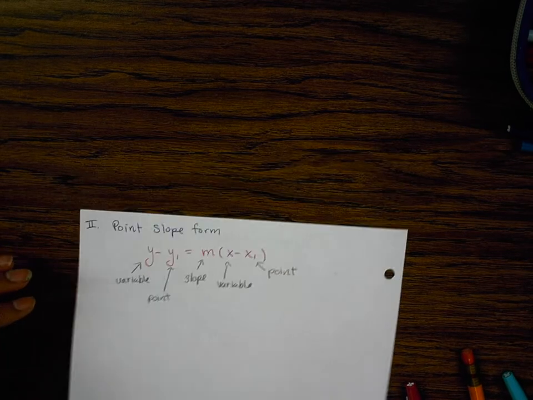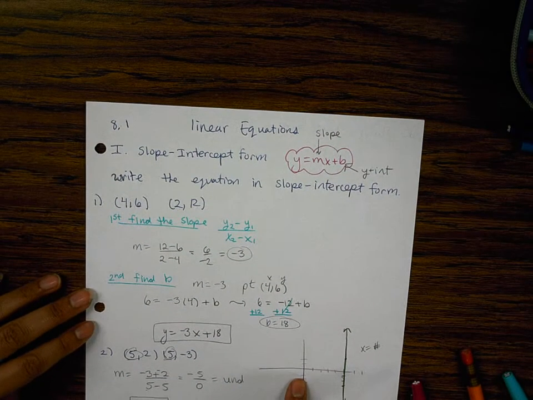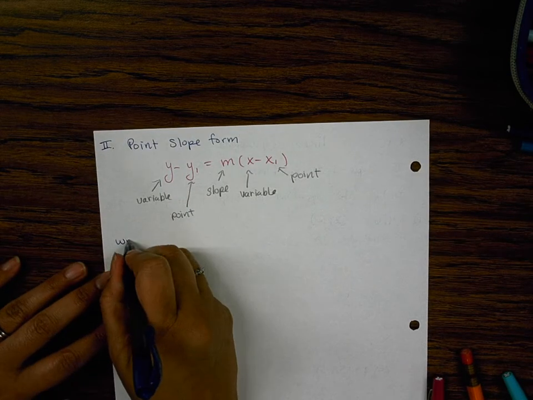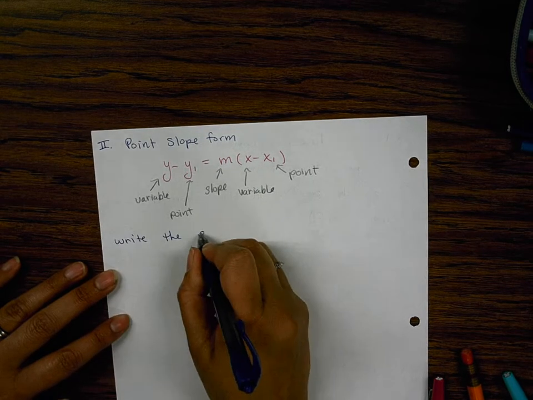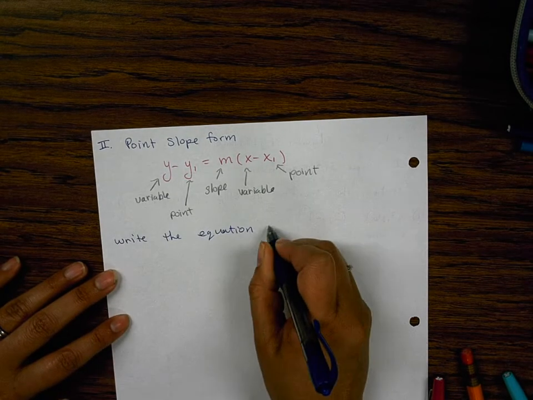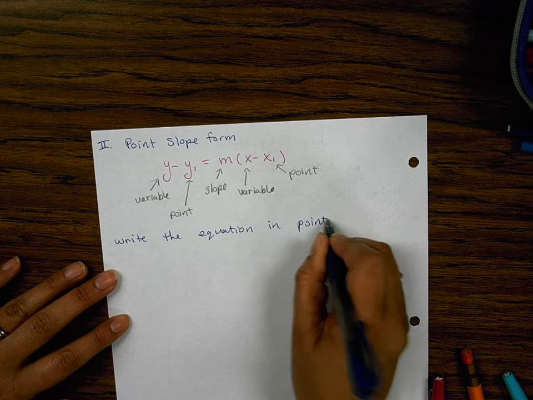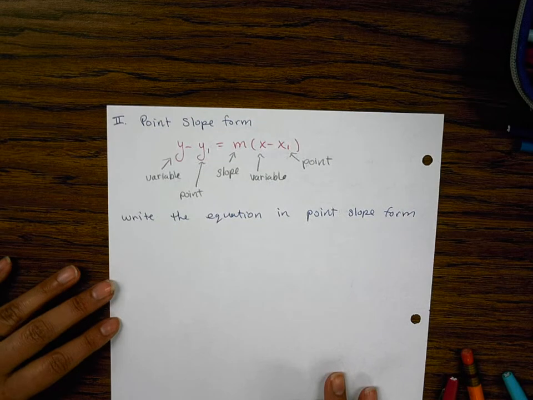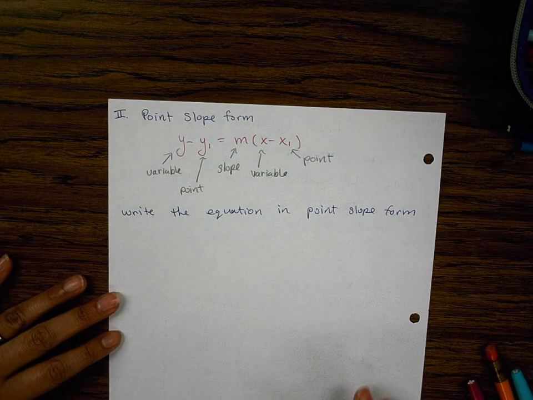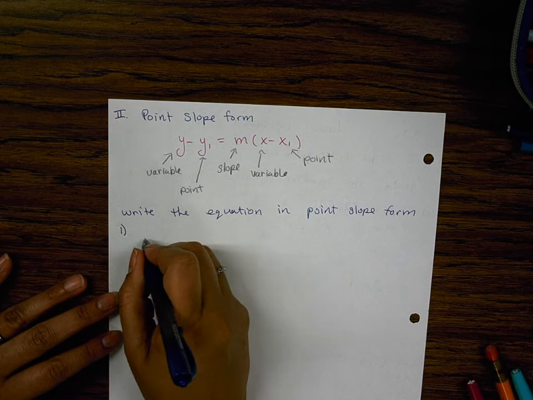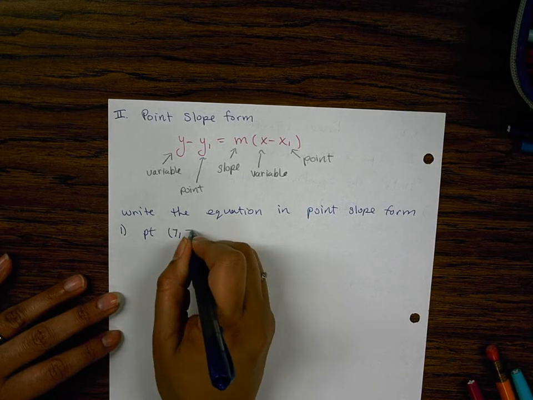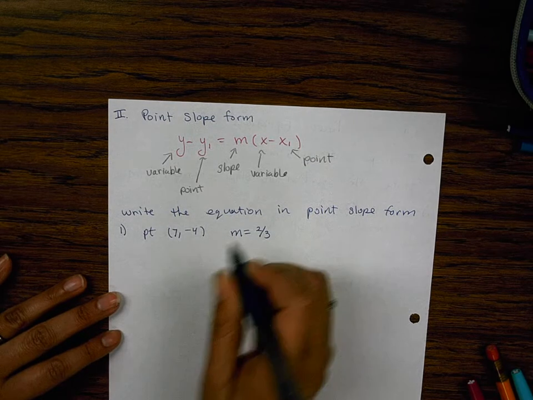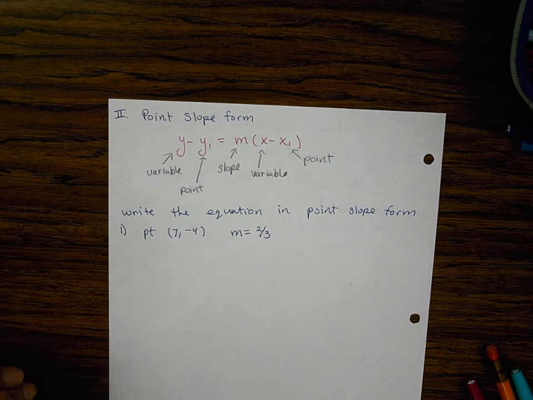All right. I'm just going to try one. We're going to write the equation in point slope form. Write the equation in slope-intercept form is what we did earlier. Now we're going to write the equation in point slope form. All right, number 1. The point is 7, -4, and the slope is 2/3.